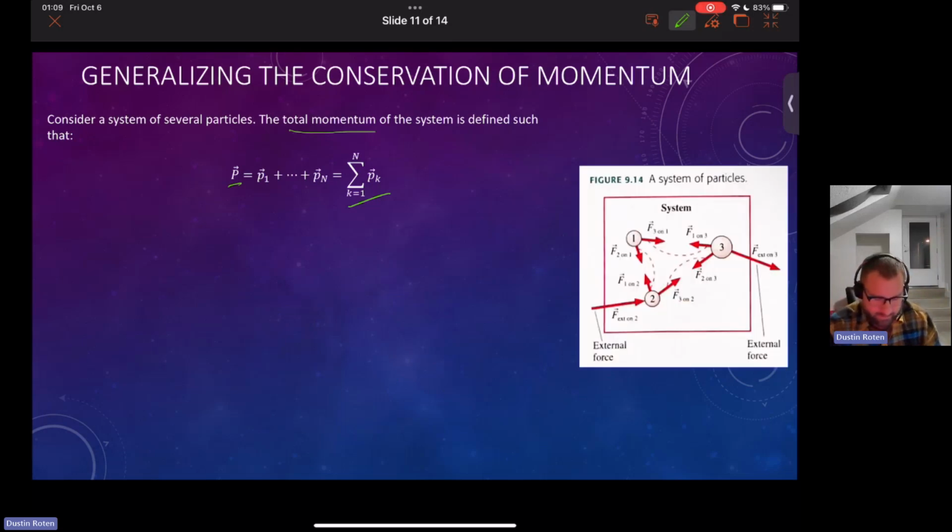Yeah, that makes sense. You can think about it in a situation like this. So we have this system where we have 3 particles, but we could do this with 1,000,000 if we wanted to.